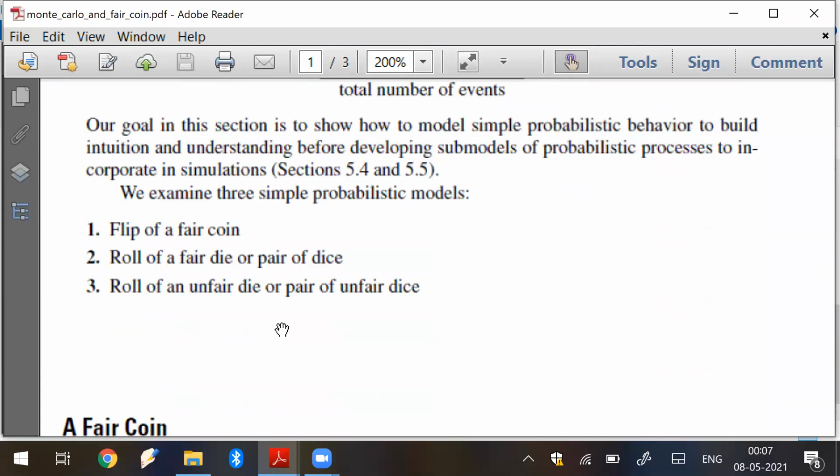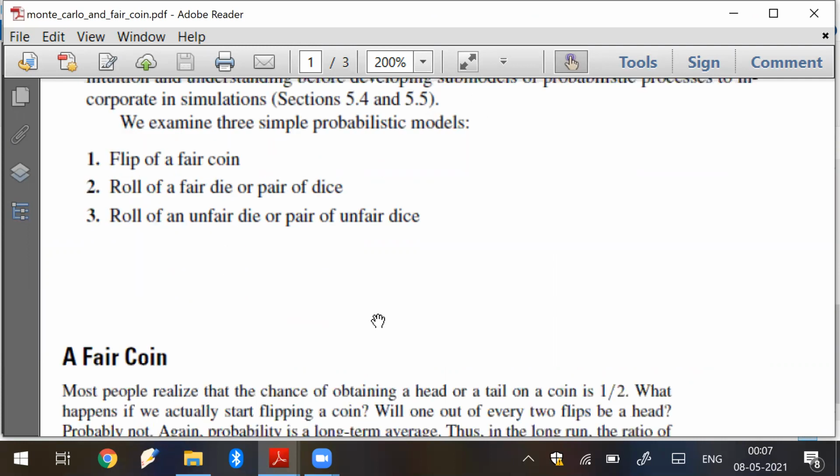So these are some examples of probabilistic models: flipping a fair coin, rolling a fair die or a pair of dice, and rolling an unfair die or a pair of unfair dice.